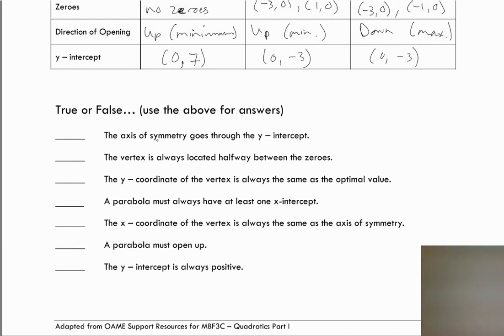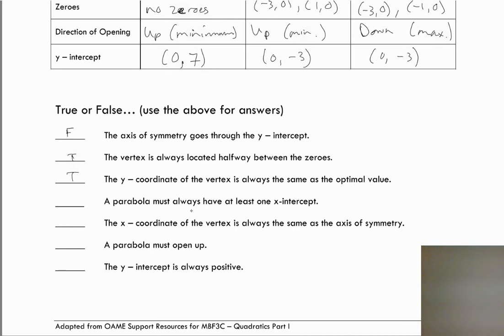The axis of symmetry goes through the y-intercepts. No, not usually, because it's parallel to it. The vertex is always located halfway between the zeros. That is true, because it's symmetrical, so it's going to be an equal amount away from both zeros. The y-coordinate of the vertex is always the same as the optimal value. That is true.